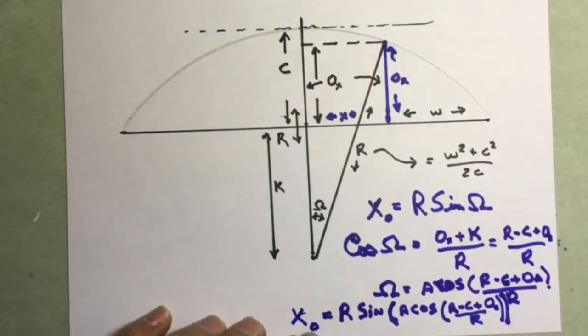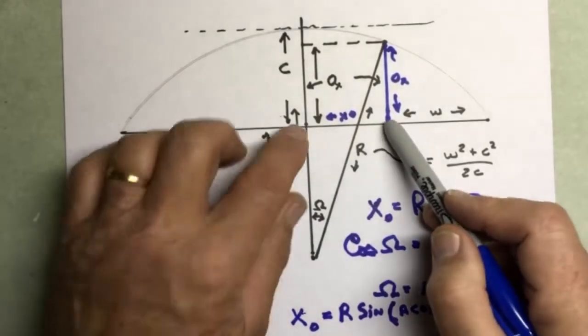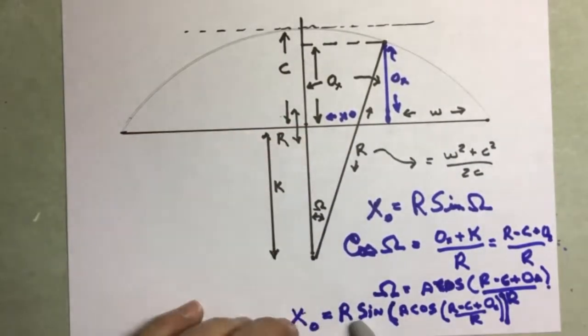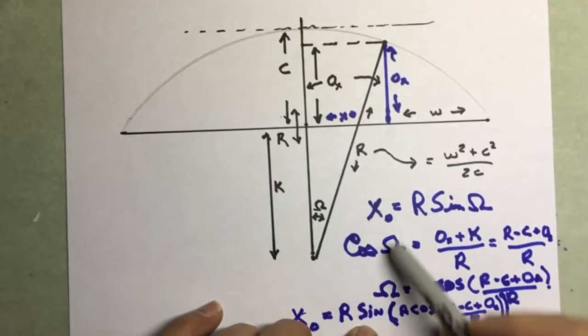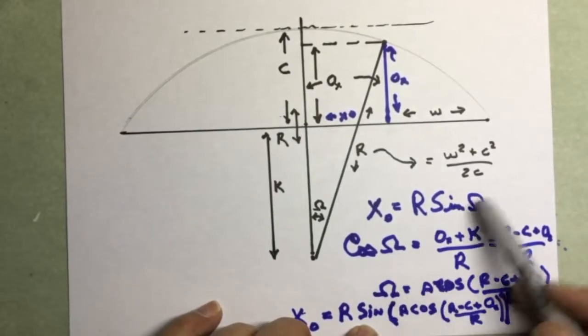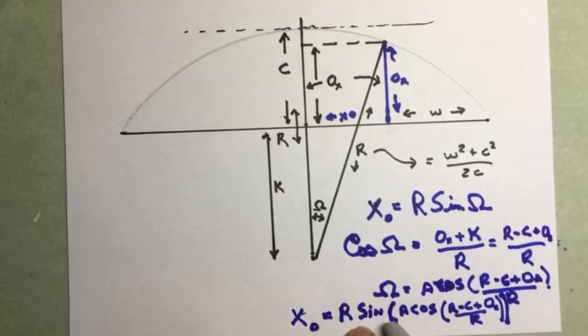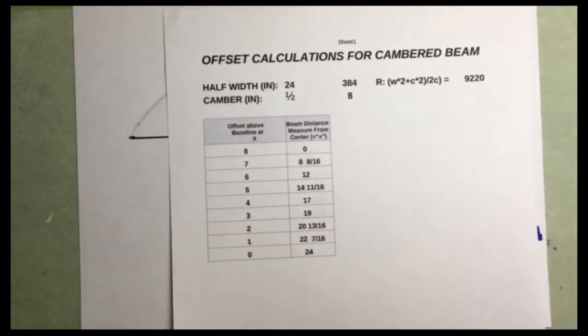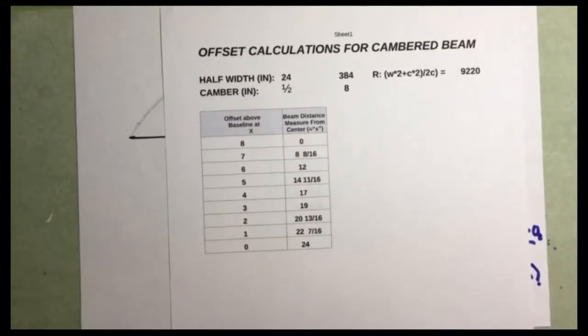And finally, the x offset along the half beam is going to be equal to r times the sine of omega, and we can substitute that in as r times the sine of the arc cosine of this function. These kind of calculations are just perfect for a spreadsheet.